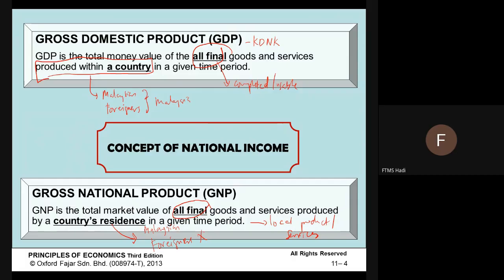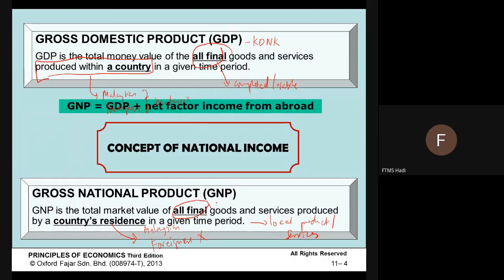To calculate GNP, sorry, GNP is equal to GDP plus net factor income from abroad. I have a formula later on. I will show you later on how to calculate those things.